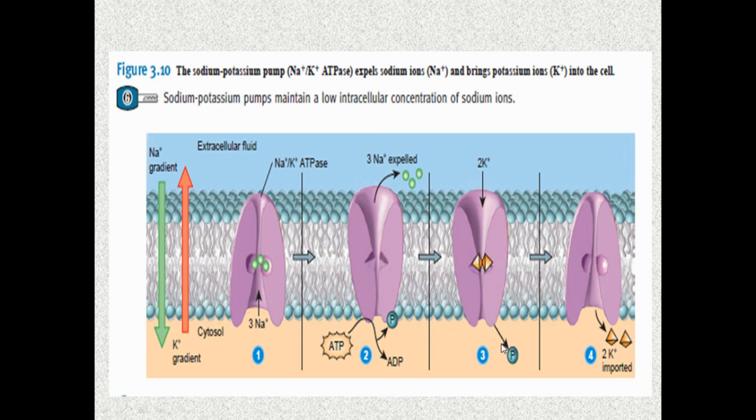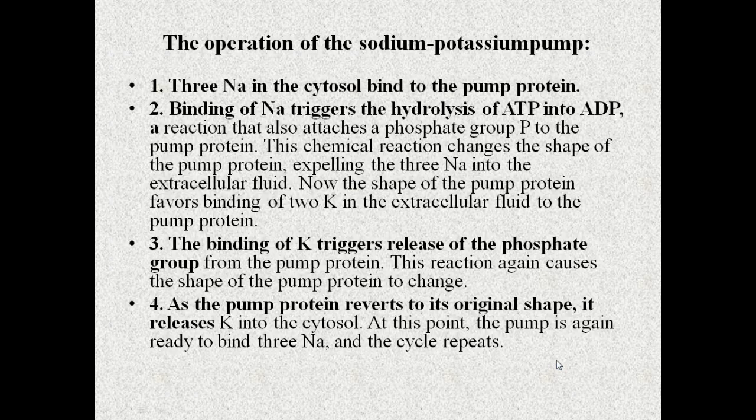When the potassium binds, the phosphate leaves the pump, and the potassium can be released or imported into the cytosol. This is how it happens. So the pump in one transport expels three molecules of sodium from the cytosol to the extracellular fluid, and it imports two molecules of potassium into the cytosol. So this is how it happens.